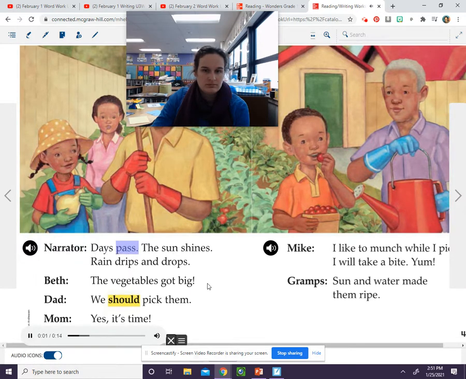Narrator, days pass, the sun shines, rain drips and drops. Beth, the vegetables got big. Dad, we should pick them. Mom, yes, it's time.